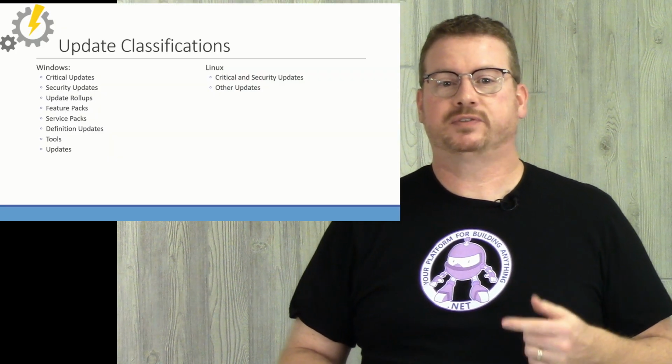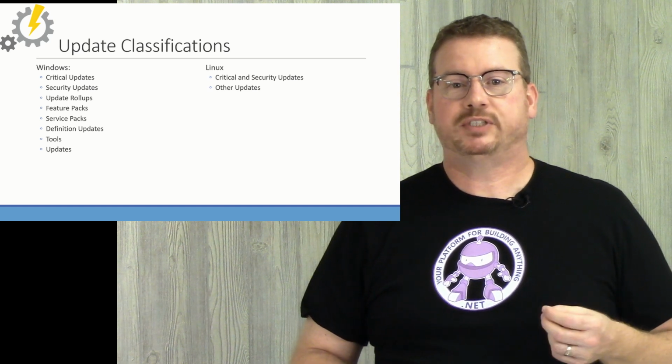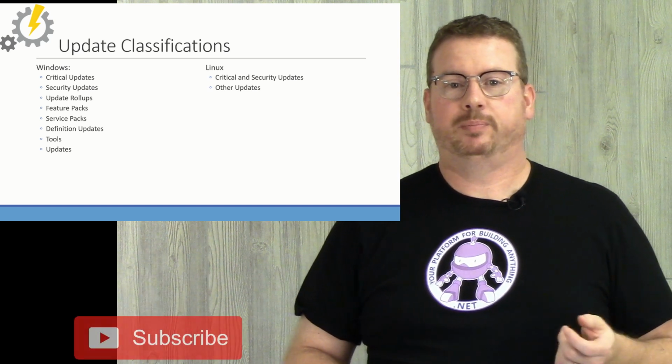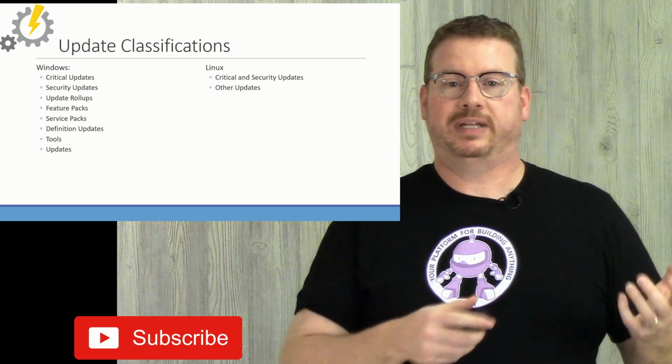All right, welcome back. I hope you enjoyed that. One last thing before we move on to more demos. Here's a list of the types of updates for Windows and Linux servers. You can select the options that you want to install when you do the deployment. Keep in mind that assessments are run against an update source.